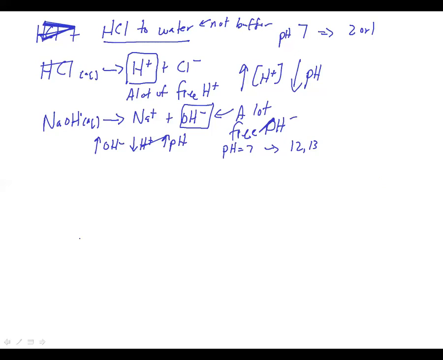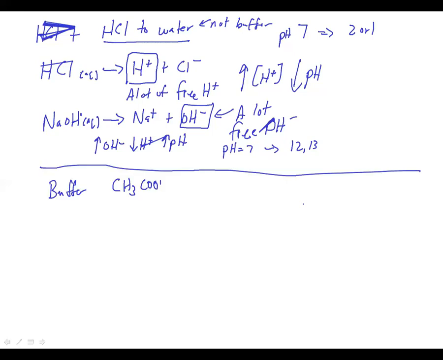Now let's look at what happens when we add the same guys to a buffer. We're going to use something like acetic acid and sodium acetate. That is a weak acid and its conjugate base. So the acetic acid is the acid part, and the sodium acetate is the base part.